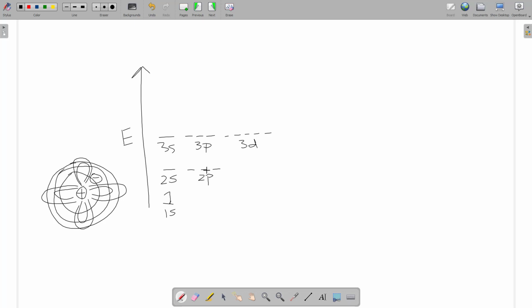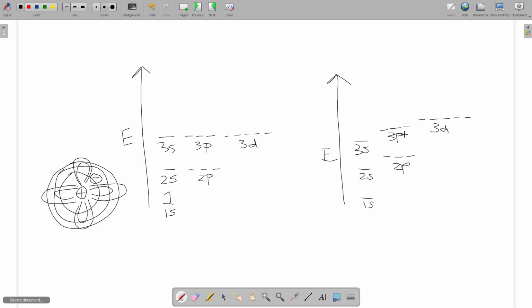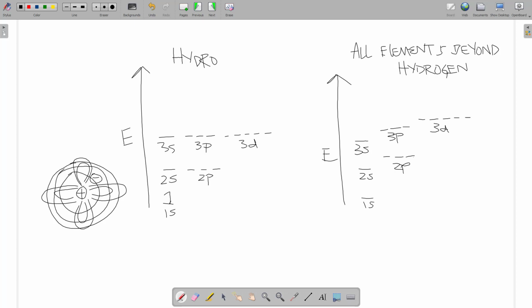But remember that this isn't the way we're used to seeing this orbital diagram. We're used to seeing it like this, where it goes 1s, 2s, 2p slightly higher, and then 3s, and then 3p is higher than that, and then 3d is even higher than that. This is for all elements beyond hydrogen, while the other diagram is for hydrogen. So what's the difference? Why do the orbital energies split? In hydrogen, they're all equal, and in other elements, 3s, 3p, and 3d are not equal.